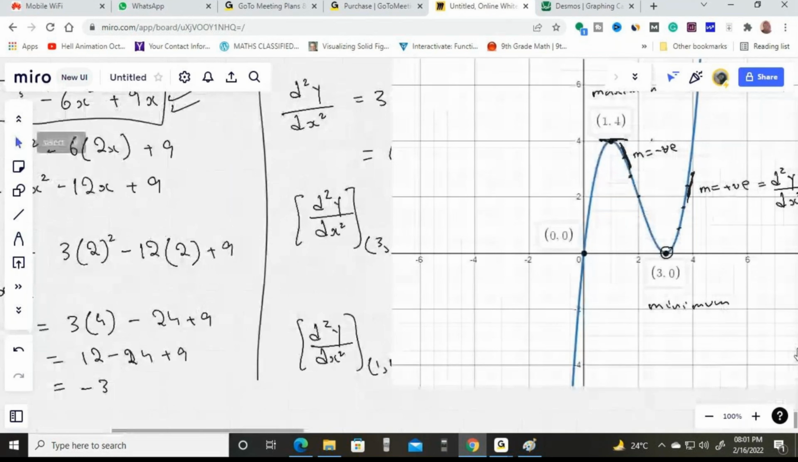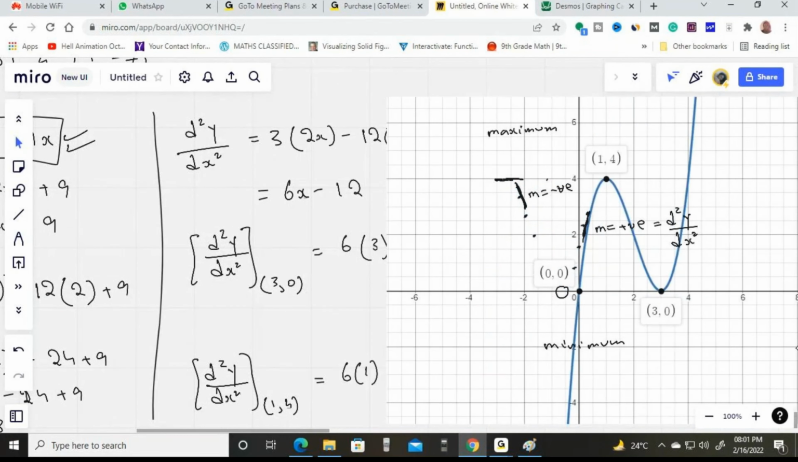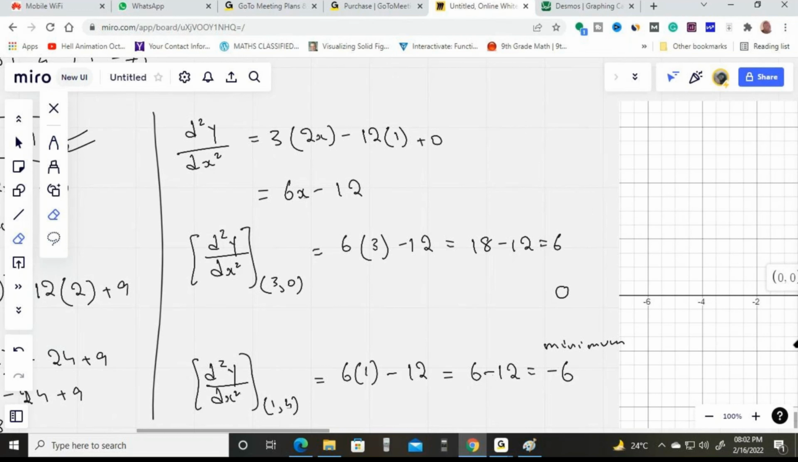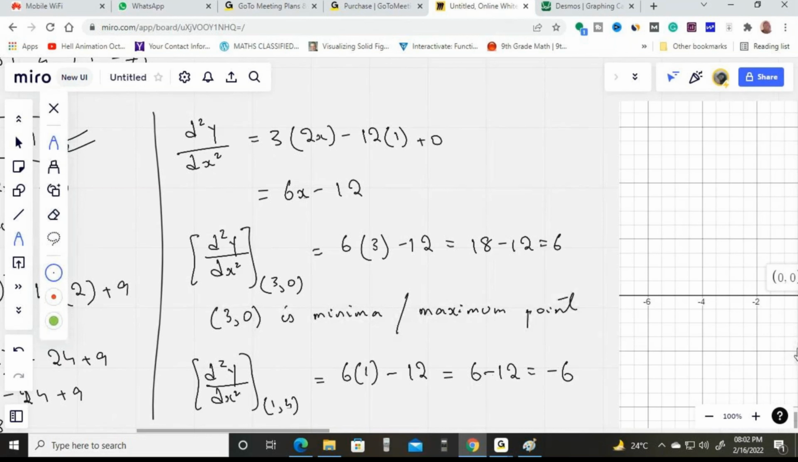Okay, so overlap in the work. Wait a second. This answer is positive, 3, 0. The second derivative of 3, 0 is coming out to be positive. It means 3, 0 is a minimum point. Got it? And 1, 4 is giving the second derivative negative, so it is a maximum point. Okay. Write it down. 3, 0 is a minima or minimum point, you can write whatever way you want. And 1, 4 is a maximum point.